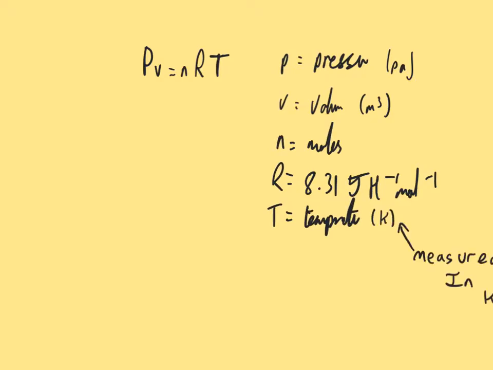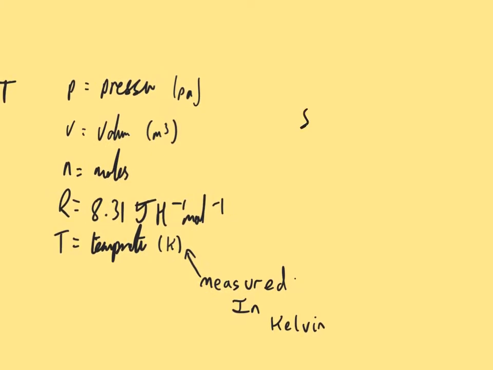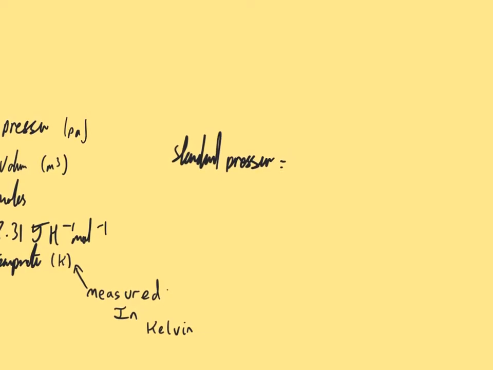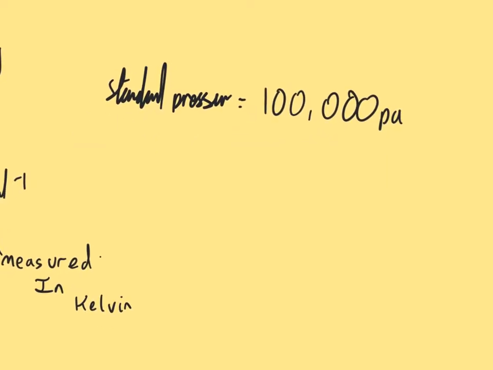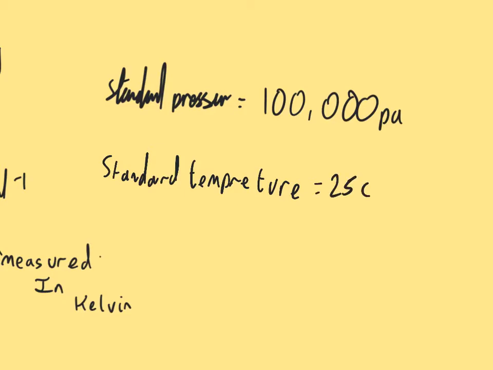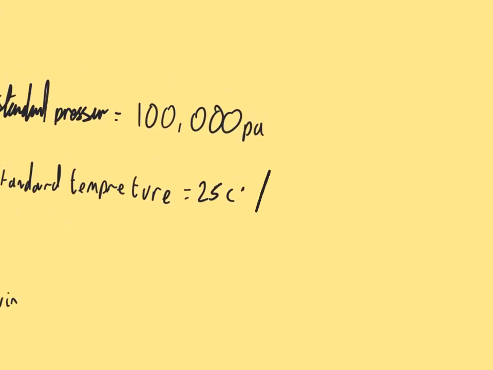You may see two terms in it. Sorry for the kind of squashed up writing. Standard pressure, which is 100,000 pascals, and standard temperature, which is 25 degrees Celsius. In this case, as we have to do it, 298 Kelvin.